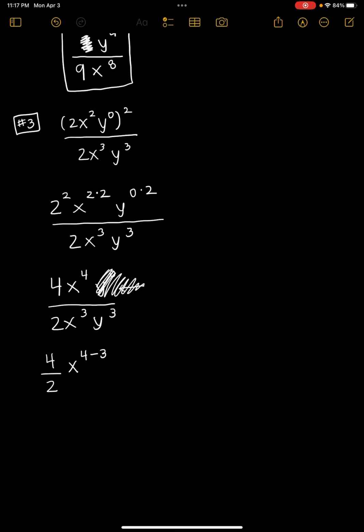And then we have y to the 3rd. In fact, I'm going to just kind of push that over there. And then y to the 3rd stays on bottom, because there's no y on top to subtract from. So when we simplify that, 4 divided by 2 gives me 2. And then we have x to the power of 4 minus 3, which is just x to the power of 1. And that's over y to the 3rd. And this is my final answer.